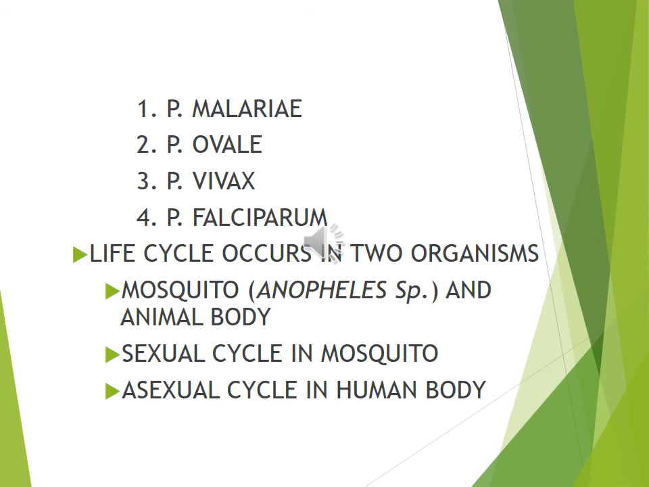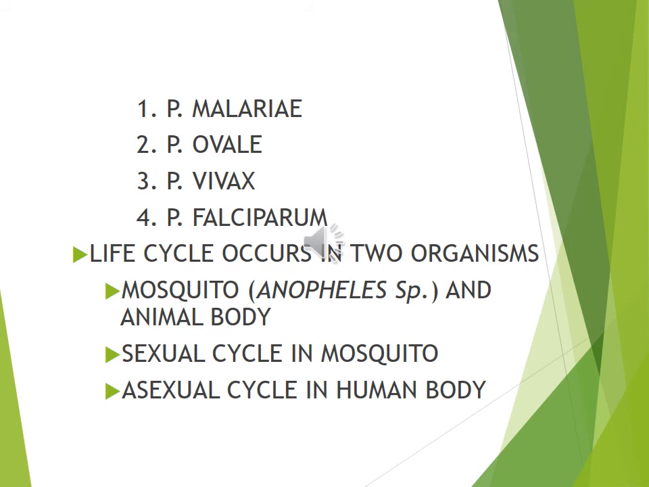Next, we are going towards the next form of protozoa, which is the sporozoa. In sporozoa, we are going to specifically talk about the Plasmodium species. Now, this Plasmodium species is available in 4 forms: Plasmodium malariae, Plasmodium ovale, Plasmodium vivax and Plasmodium falciparum.